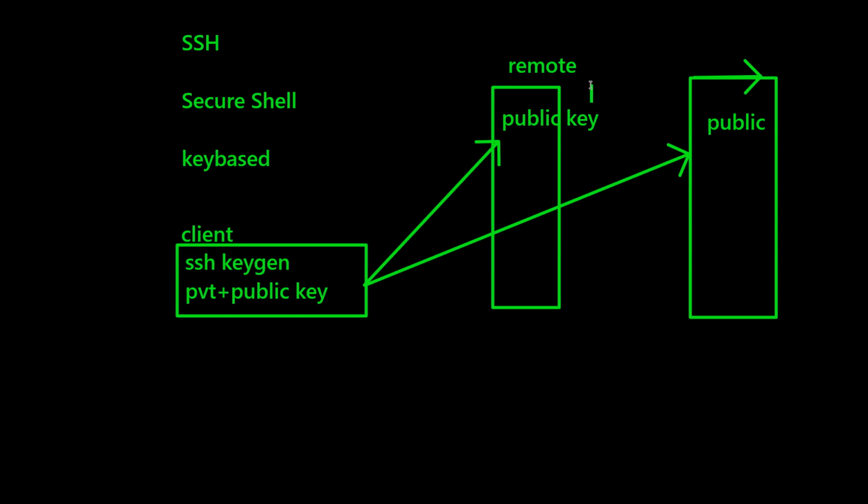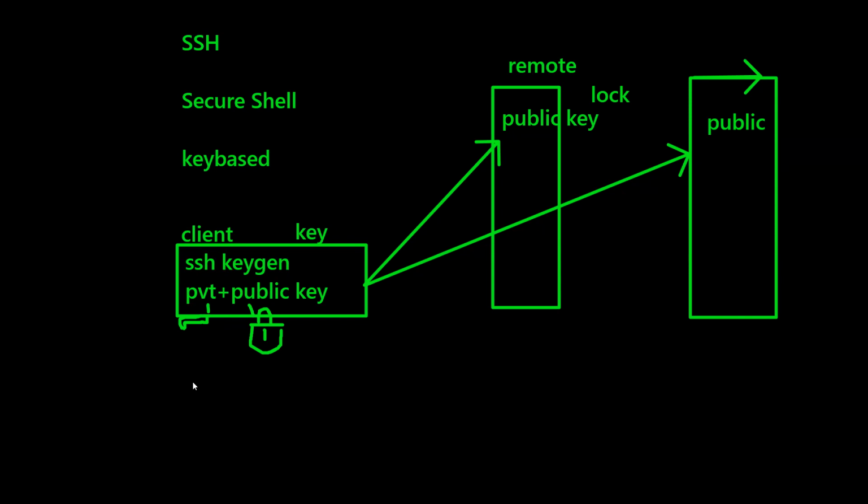The public key is like a lock. When you are going out, you put a lock on your home, right? And you'll have your key. So the private key is like a key, and the public key is like a lock. You put the public key on whatever remote machines you want to connect to, and if you have the private key, you can connect to them.